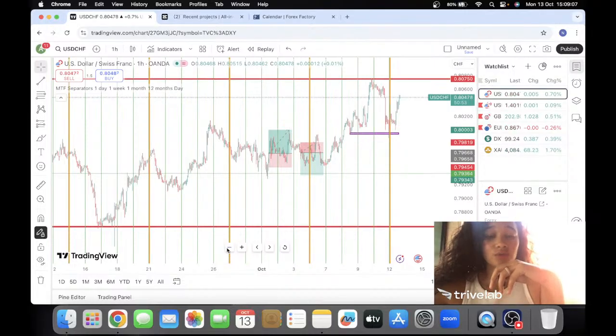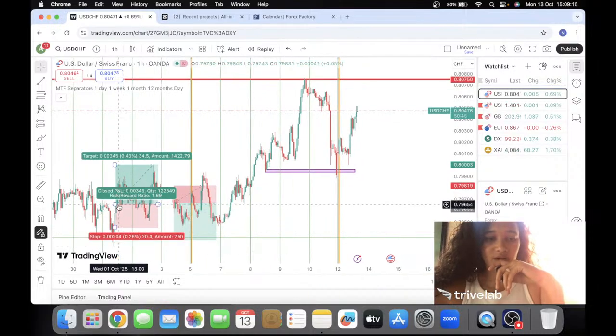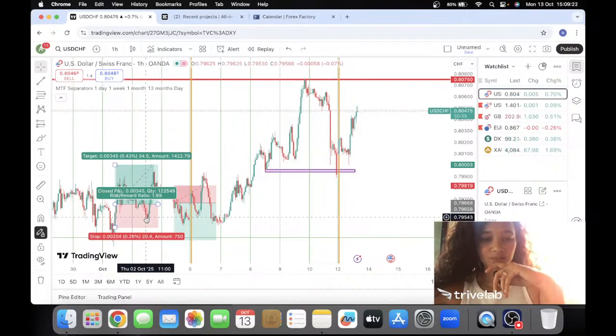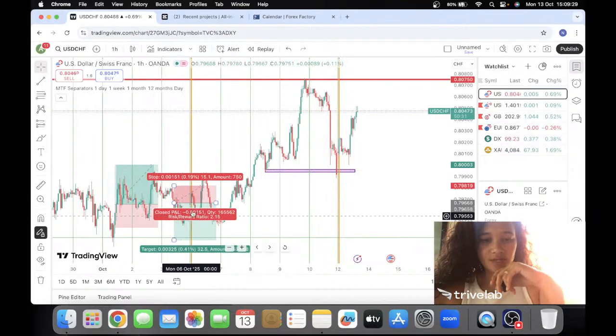Here you can see just a few pairs. Here you can see my entry, right over here. Clean break of structure. Obviously, you can see it was in profit. Came a little bit close, tested this area over here. Nice clear test over here. So you can see my stop loss area, and then obviously I hit my target right over there. And what happened afterwards? Started to play around again.